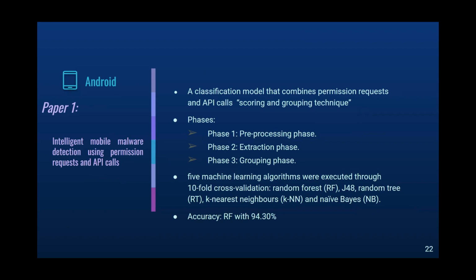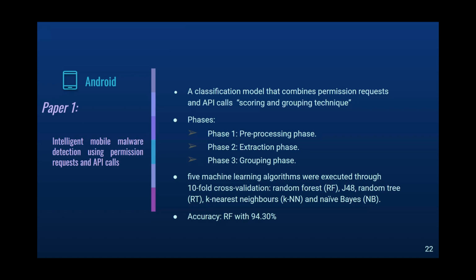Its accuracy, you can see that it's not the best, 94, but this paper used a different technique. Most of the papers I found were getting the API calls or API call sequence, but this has a different point of view that made the scoring and grouping techniques. Then he started to extract features, to extract API calls from malicious and benign samples.